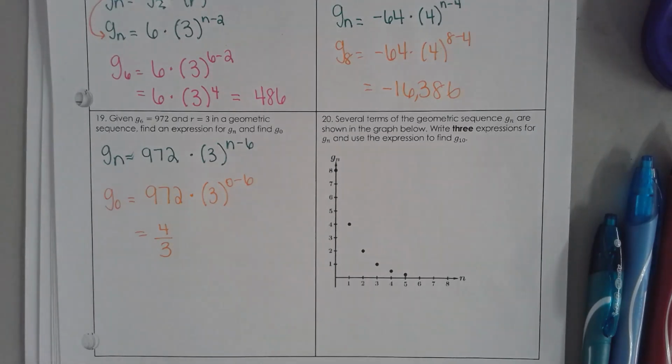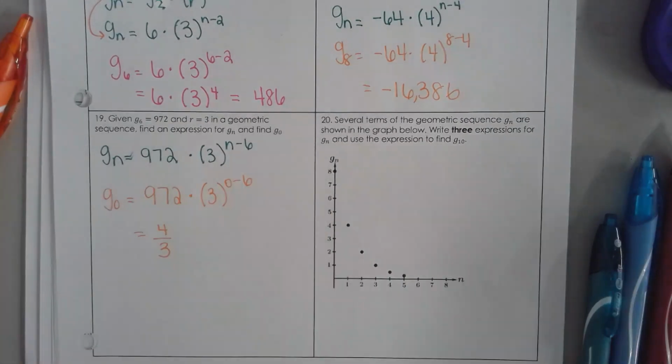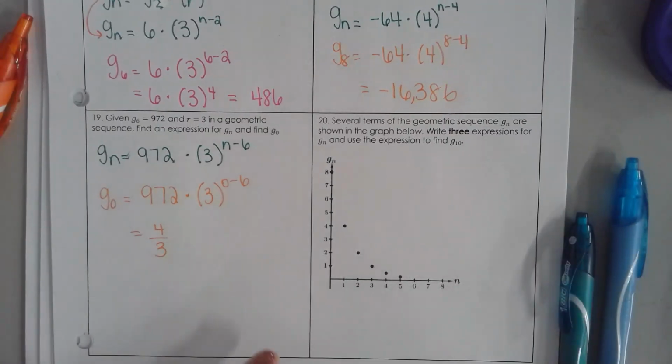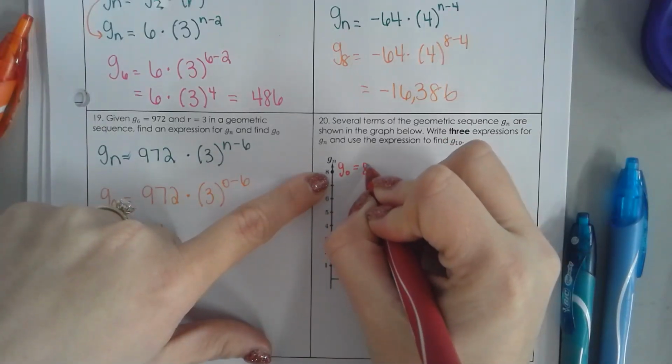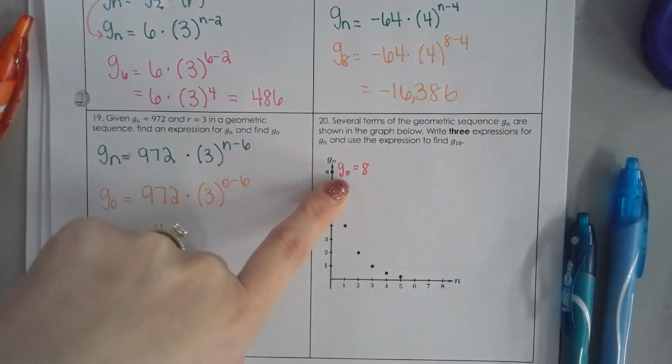All right, number 20, you had a very similar question with arithmetic. I give you a graph. We know it's a sequence because they're individual points. We can also see on the axis it says n and Gn. But I asked for 3 expressions, 3 different formulas. So just like we did with arithmetic, let's label all of our points, or as many as we can. This right here I would say G0 equals 8. The 0 term is 8.